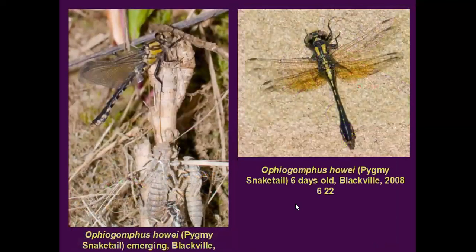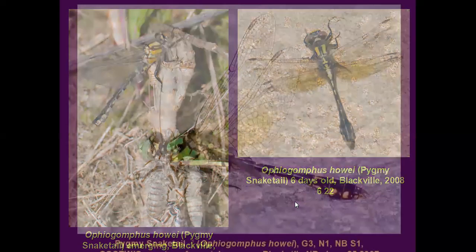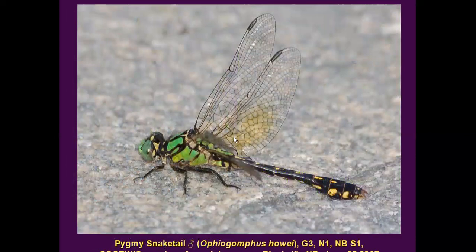And then the pygmy snaketail, which is a species at risk in Canada, a species of special concern, most common along the Miramichi between Blackville and Doaktown. So that's pretty much the heart of its range in Canada. And here it is with the nice amber patch in the hind wing. So this one was from Blackville, New Brunswick, way back in 2007.